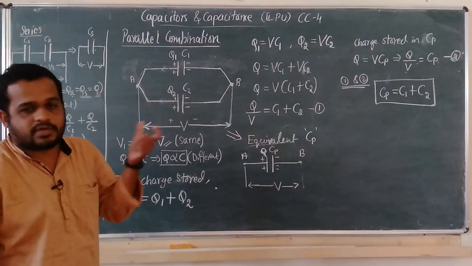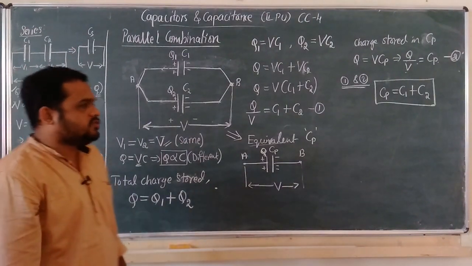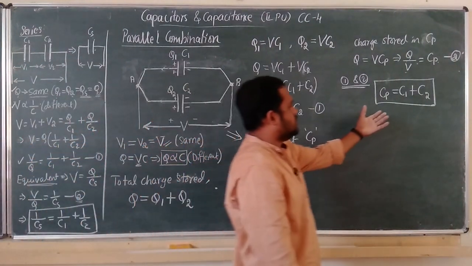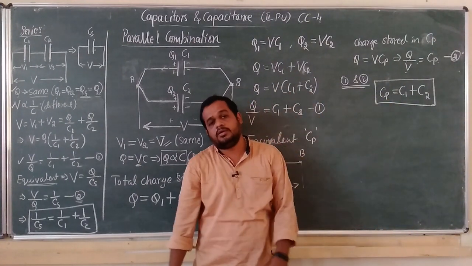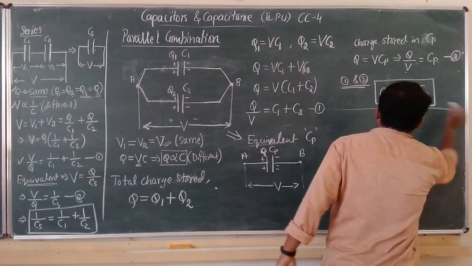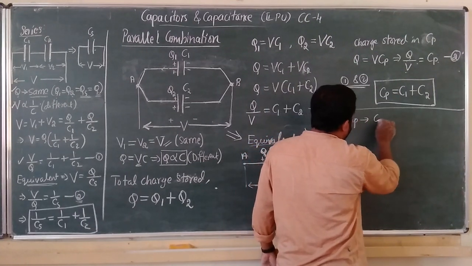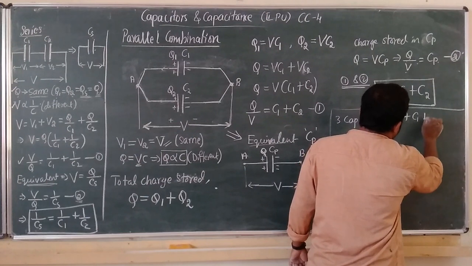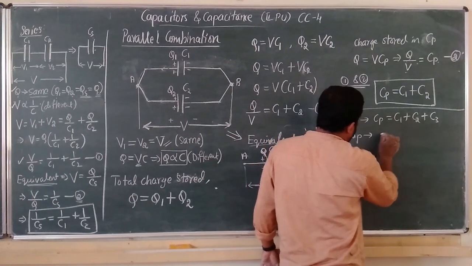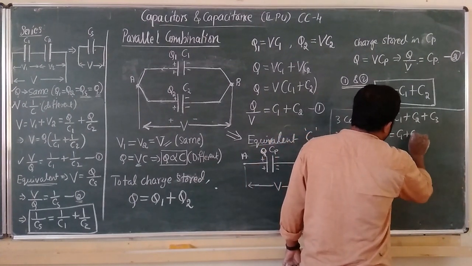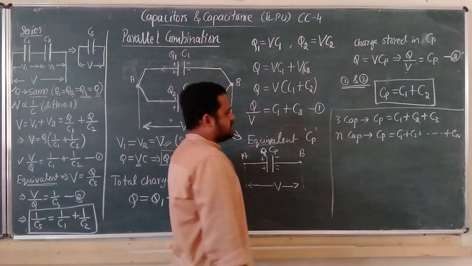It means if you connect two capacitors in parallel, the effective value will be larger than the individual capacitance. If you want to get a larger capacitance using standard values, you can go for a parallel combination of capacitors. Now, if three capacitors are used, then CP is equal to C1 plus C2 plus C3. In general, if n capacitors are connected in parallel, then CP is equal to C1 plus C2 plus etc. plus Cn. Just add the capacitance values.